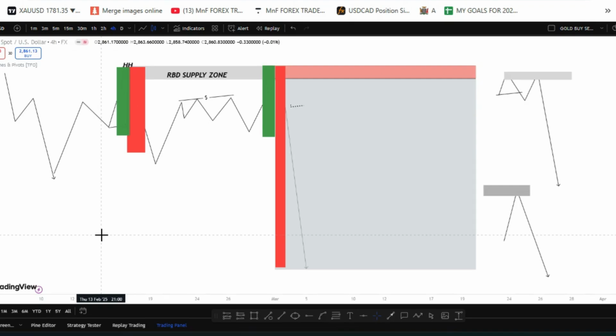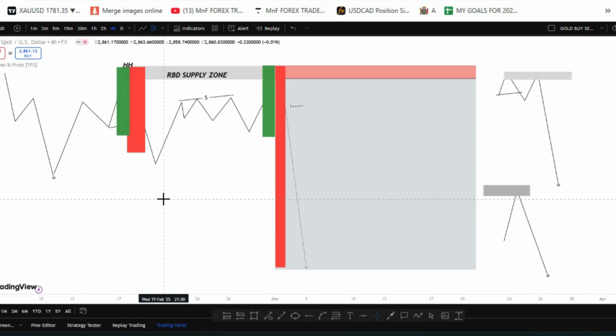So this is our typical sales setup that we are going to have on a consistent basis. So what are you looking at right now? You have the market that's going to the downside, all right? So making lower lows and lower highs, lower lows and lower highs. And then the market gives you this rally-based drop supply zone. So what is significant about this?